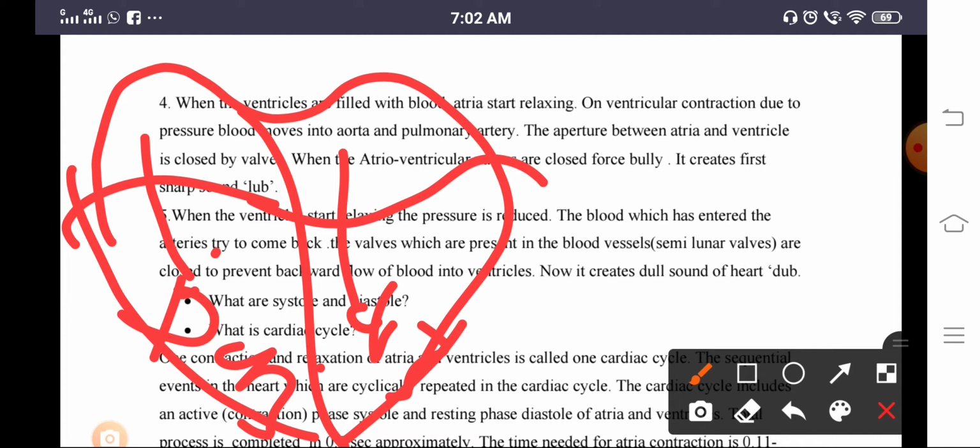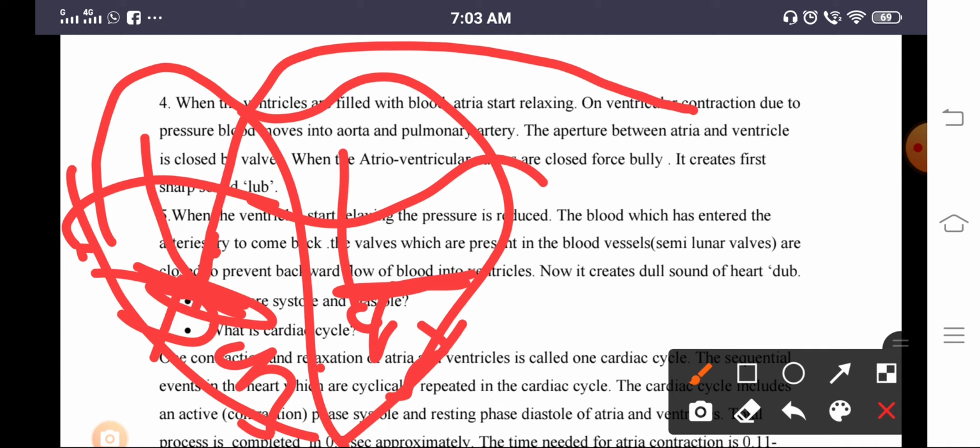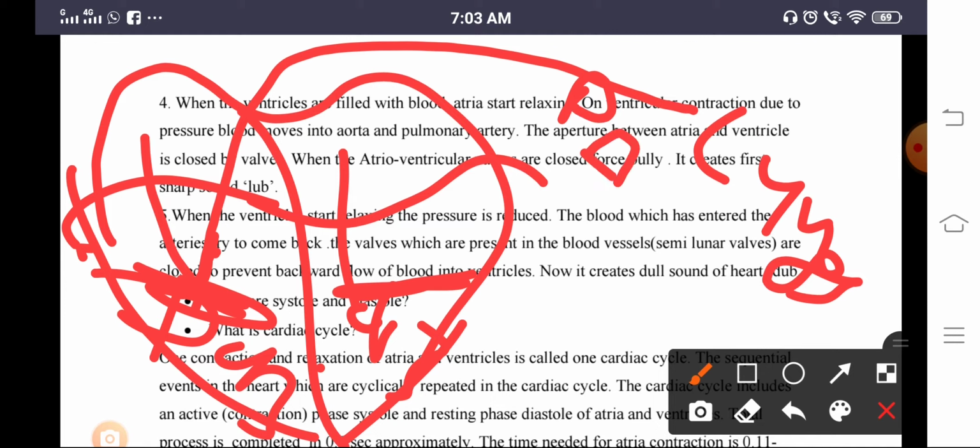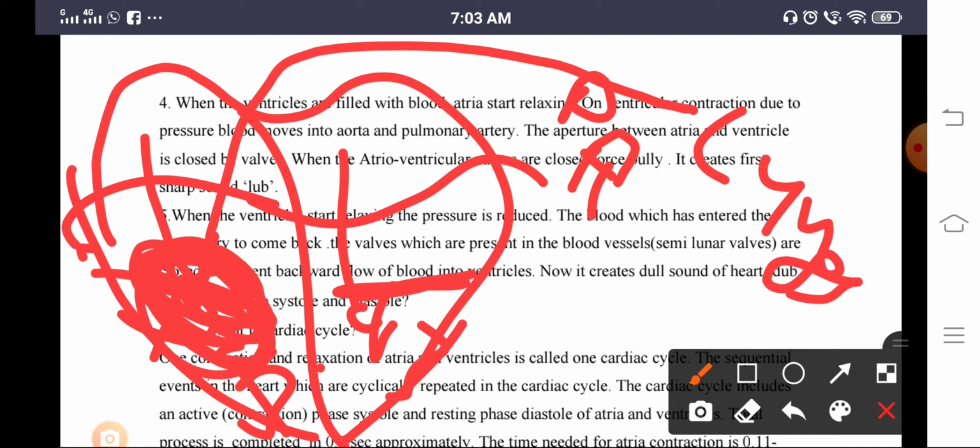Now in the fourth step, what happens? Contraction of the ventricles we can see. Means the right ventricle will contract and the left ventricle will contract. While contracting, from the right ventricle, blood goes to the lungs through the pulmonary artery, that is DOB. So DOB.